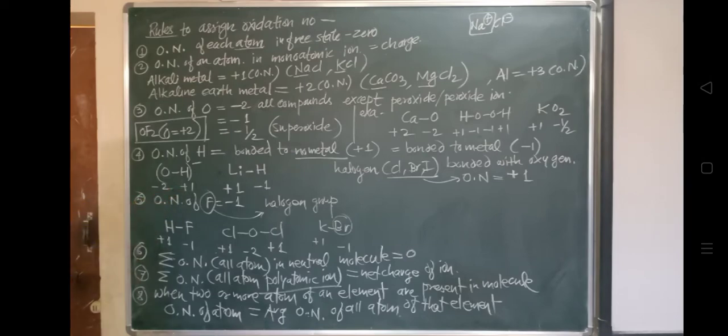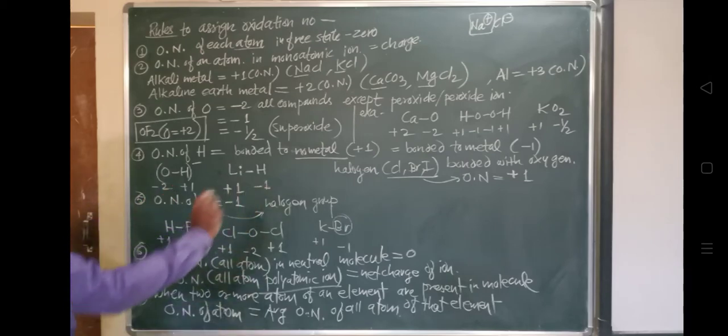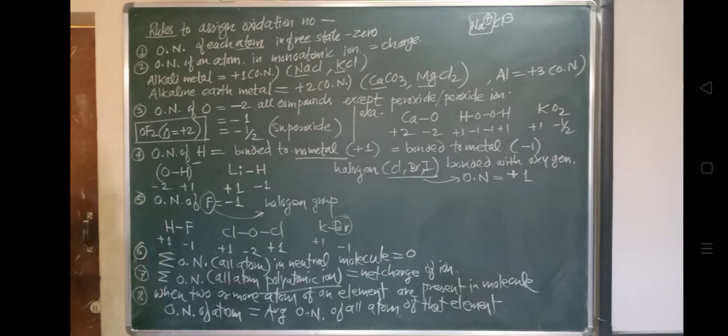Oxygen is itself a non-metal. So halogens like this, when bonded with oxygen, we did not see an example of this. Okay, rule number 4: halogens like Cl, Br, and I, when bonded with oxygen, their oxidation number will be +1.